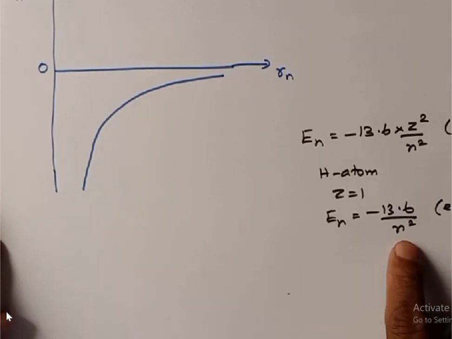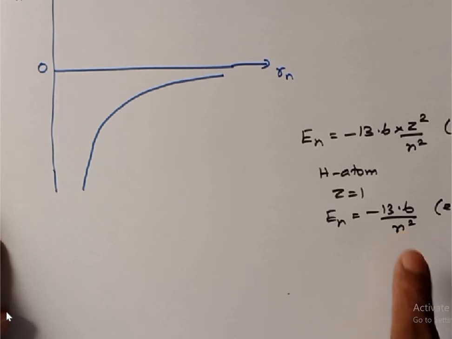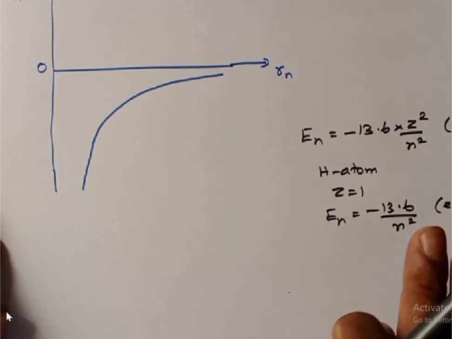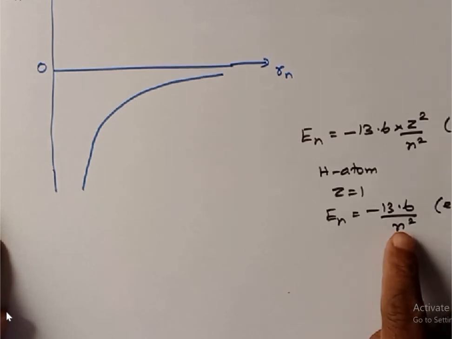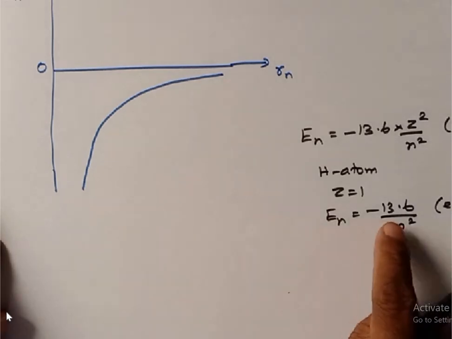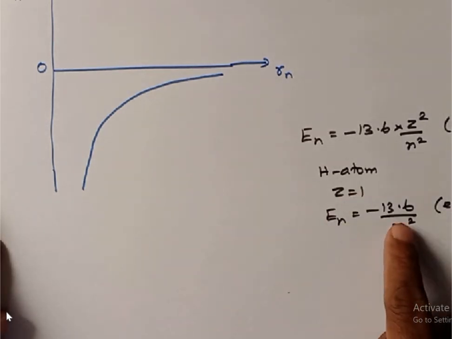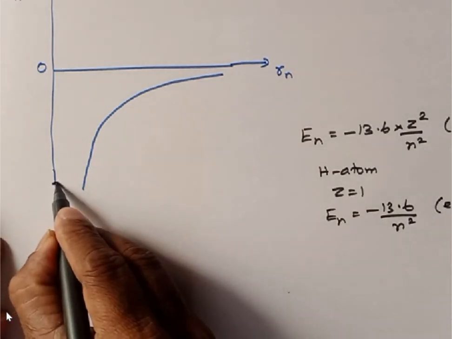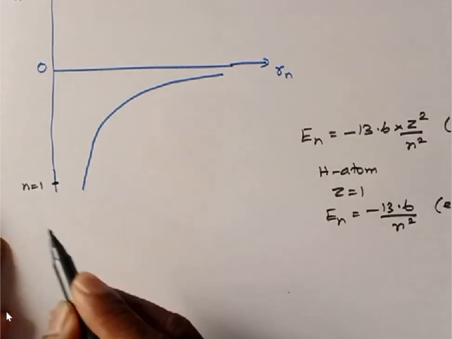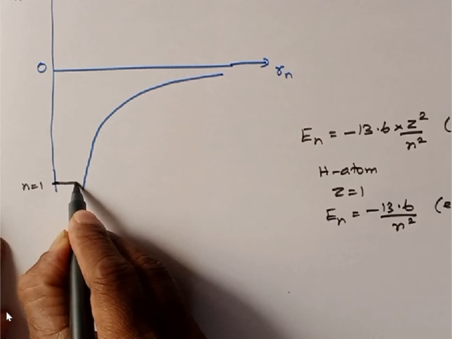Now, what are the possible values of N? Possible values of N are 1, 2, 3, 4, etc. N can take only integer values 1, 2, 3, 4, etc. If I put N equal to 1, I'll get the lowest possible energy, or the ground state energy. So if I put N equal to 1, let us say this is N equal to 1, I'll get energy, something here.